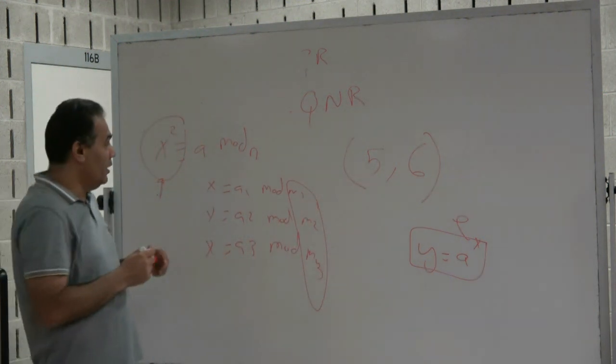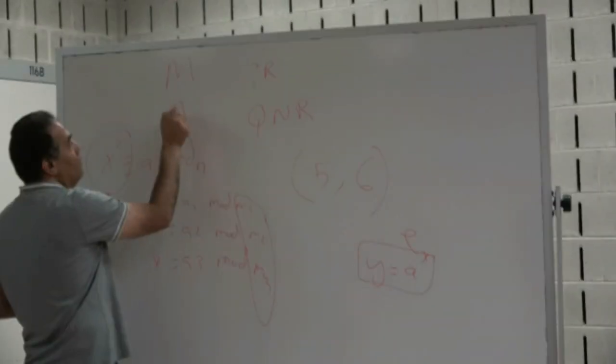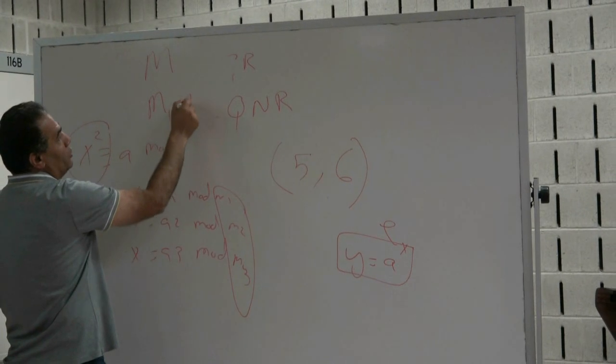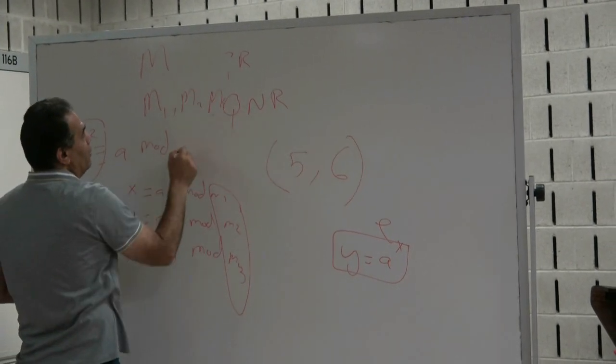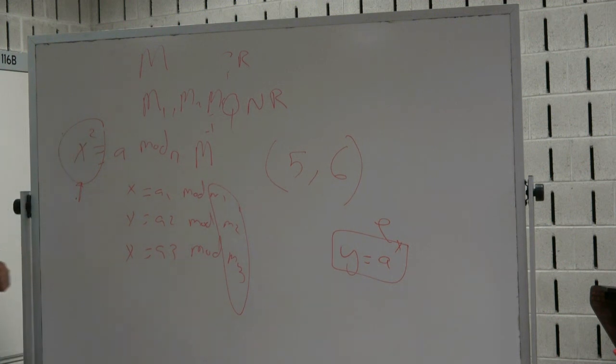Number 2, we have to calculate the capital M. Then we have to calculate M for each one, M1, M2, M3. Then we have to calculate the inverses. Then we use the equation to calculate the value of x. Very simple. That's it. So this is very important, you have to know the Chinese remainder theorem from A to Z.